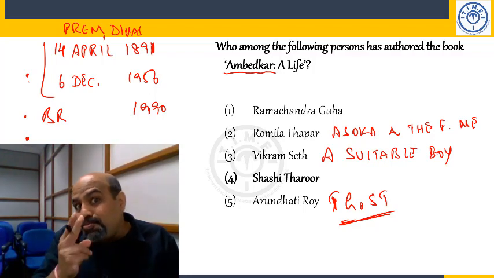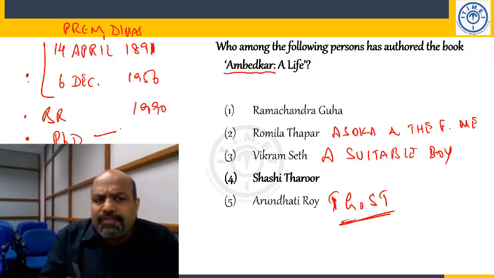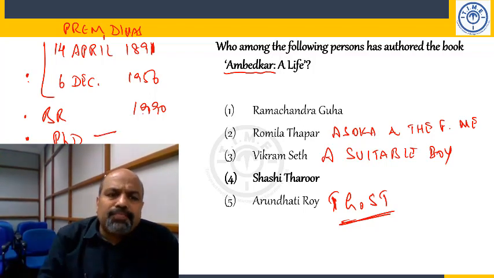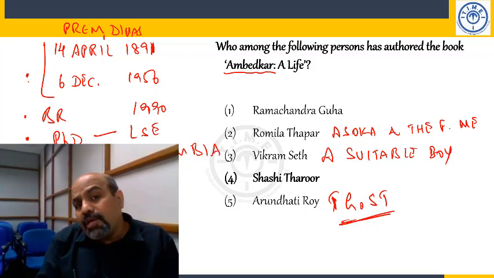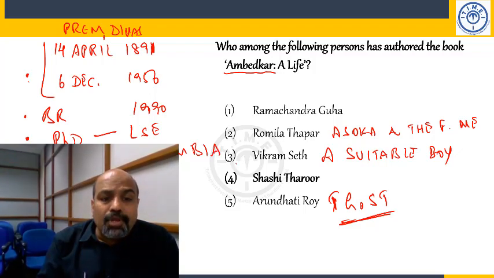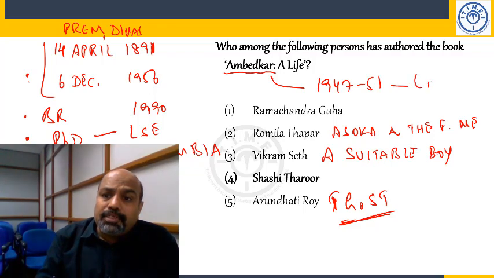You know what? He had two PhDs. Beat that. Two PhDs. And from where? No ordinary Chanta Filta, Gully Corner College. From the London School of Economics and from Columbia University. He was India's first law minister, 1947 to 51. First law minister.